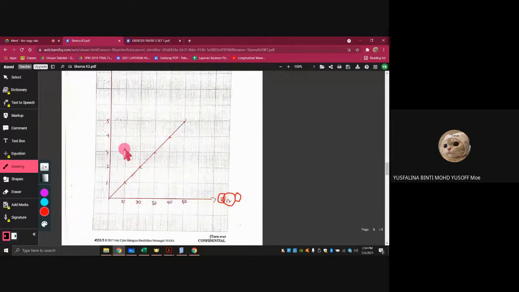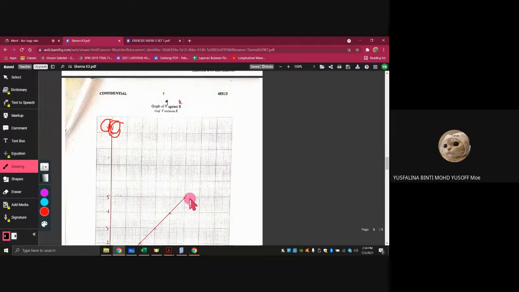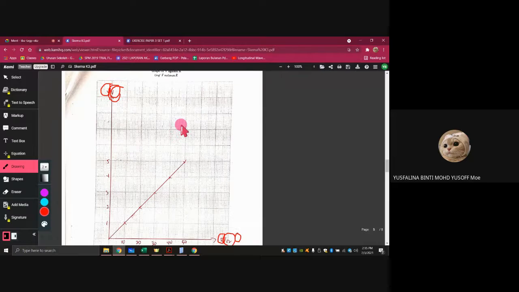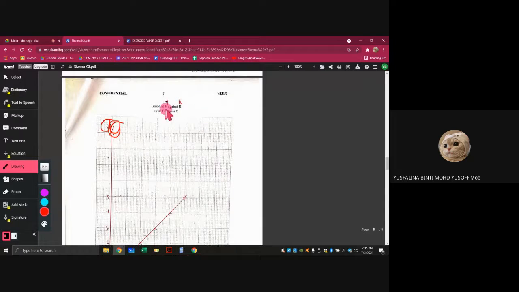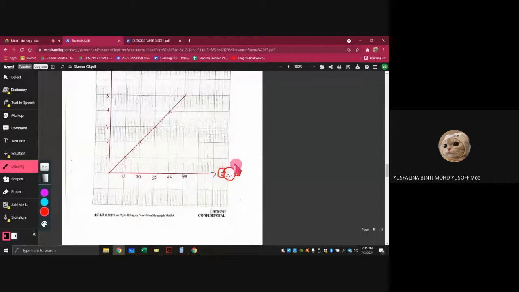And some of you, your axis is wrong. They put the resistance on the y-axis and the responding variable on the x-axis. So how do you know whether it's x or y? I already labelled it here: it should be y against x. So V should be y, R should be x. Don't be confused. Remember, a graph of V against R is y against x. So V is the y-axis, R is the x-axis.